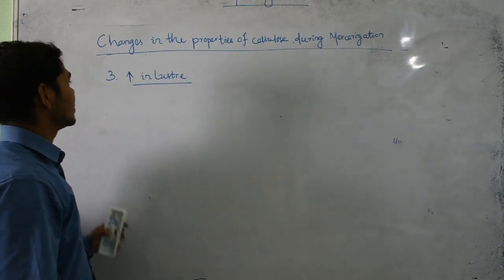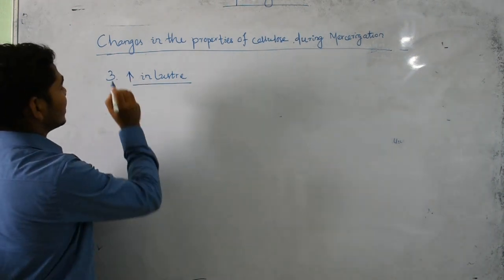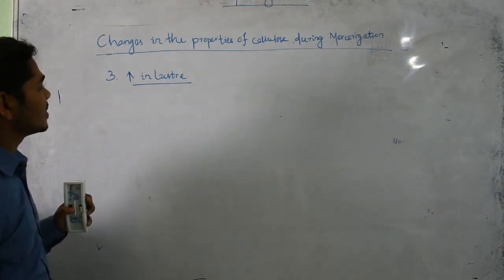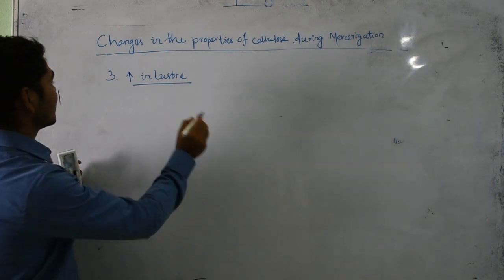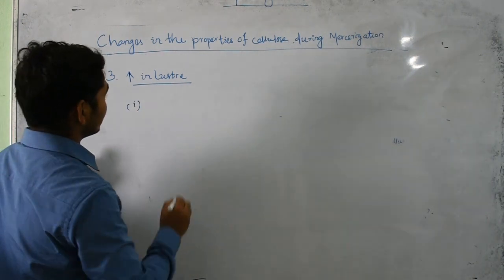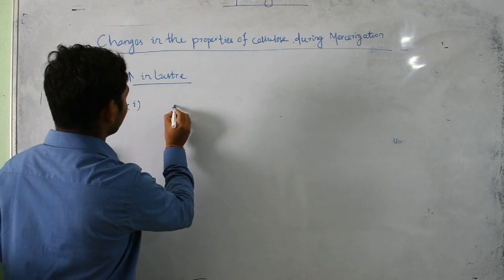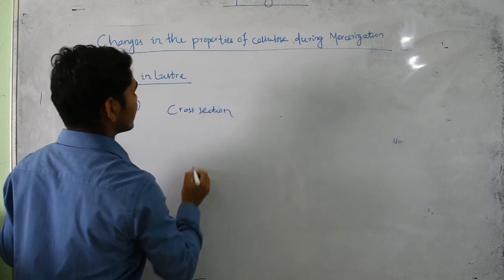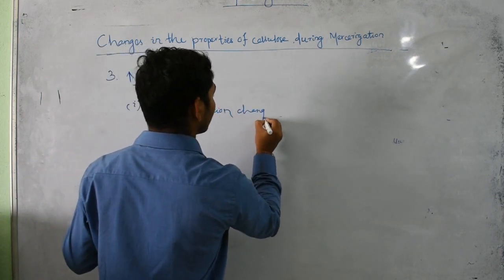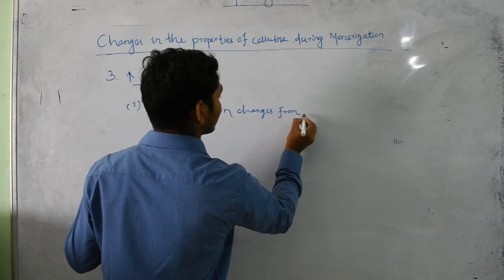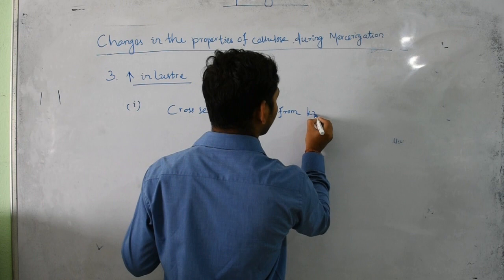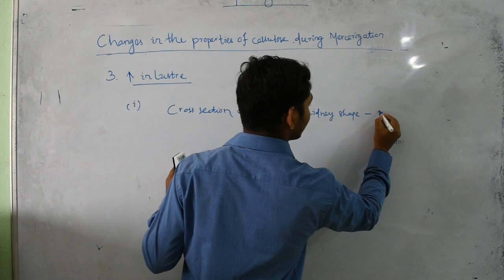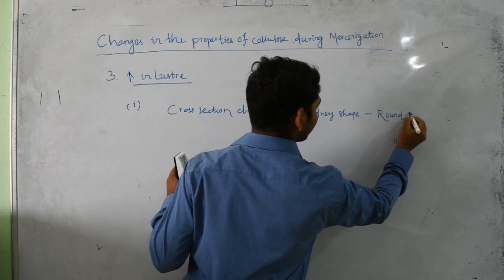Now the next change that takes place during mercerization is improvement in luster of the cellulosic textiles. What are the reasons that the luster gets increased? First reason is the cross-sectional shape changes from kidney shape to round shape.